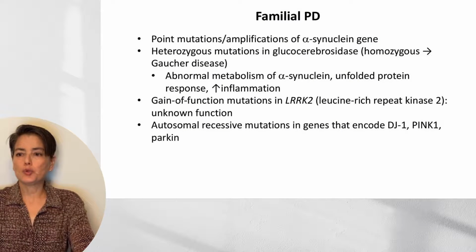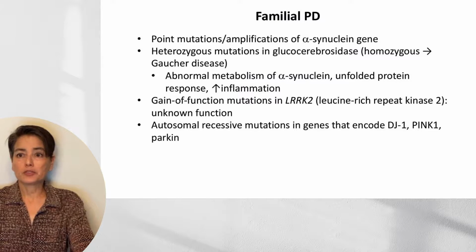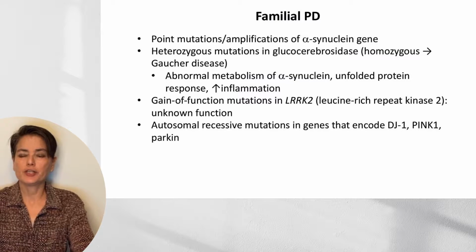So this brings us to familial Parkinson disease, which can be due to point mutations or amplifications of the alpha-synuclein gene. We can also see it with heterozygous loss of function of the enzyme glucocerebrosidase. As you may recall, when we have homozygous loss of function, this leads to Gaucher disease. The role of glucocerebrosidase, which is a lysosomal enzyme, is thought to relate to abnormal metabolism of alpha-synuclein, perhaps to the unfolded protein response or increased inflammation.